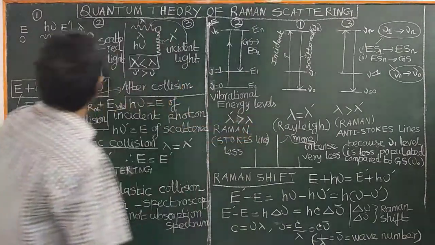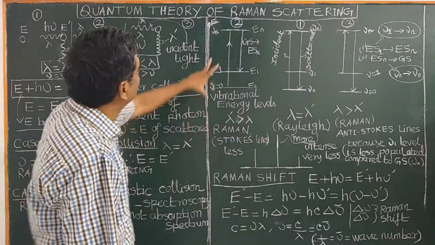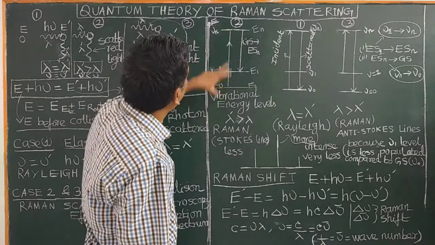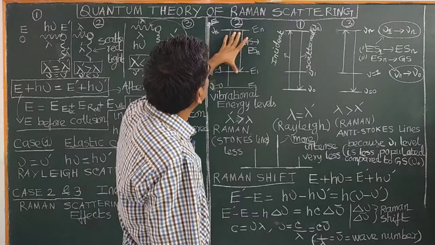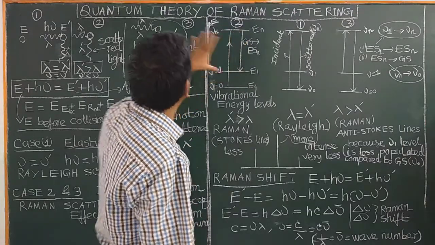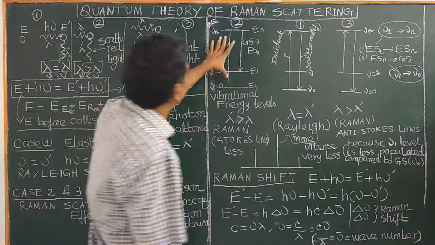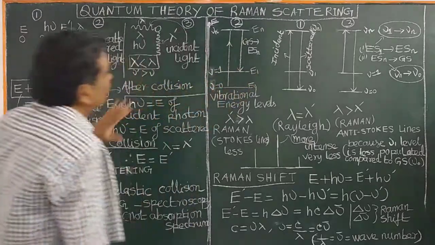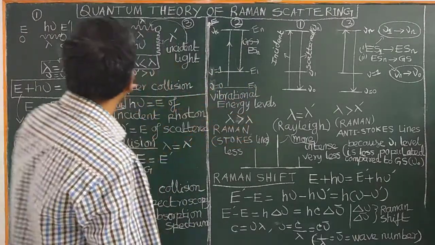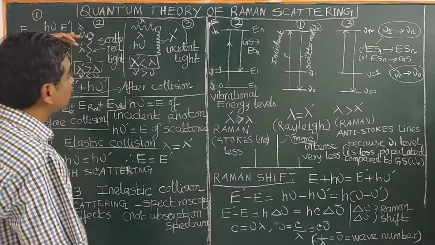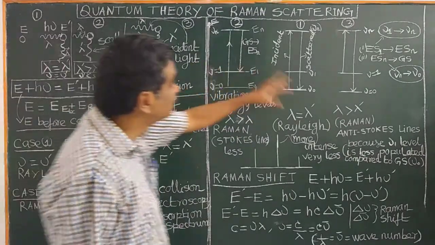Here, case 2, see the wavelength lambda prime, because the energy is E naught minus En. Here E naught, this energy is more. Therefore, the difference in energy is absorbed by the molecule. Therefore, the wavelength is longer. This is opposite.